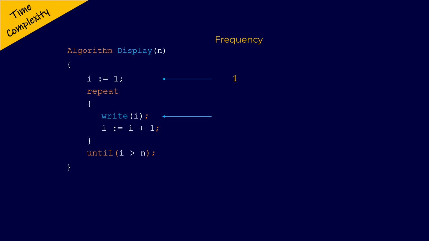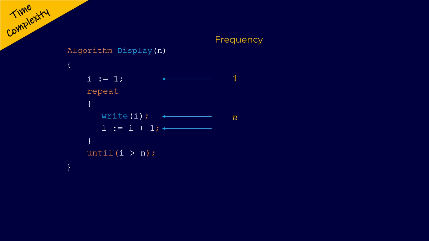But since the write statement is inside the repeat until loop, and the statements inside the repeat until loop will be executed for n times, therefore, this write statement will take 1 multiplied by n times to execute, which is n times. Then we have the increment statement I is assigned the value I plus 1 inside the repeat until loop.